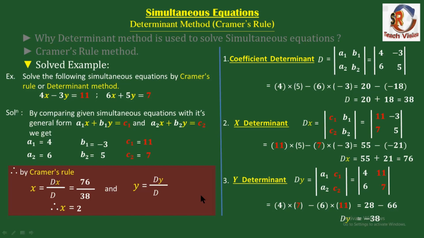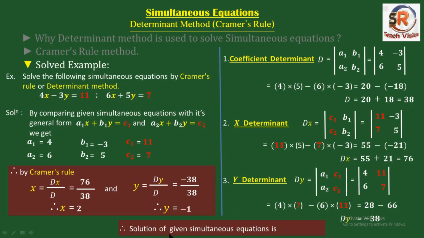And the value of y is equal to the y determinant divided by the coefficient determinant. Now put the values, where Dy is equal to minus 38 divided by the value of the coefficient determinant, which is 38, which gives the value of y is equal to minus 1. And in this way we can write the answer line: the solution of the given simultaneous equations is in brackets 2 comma minus 1.